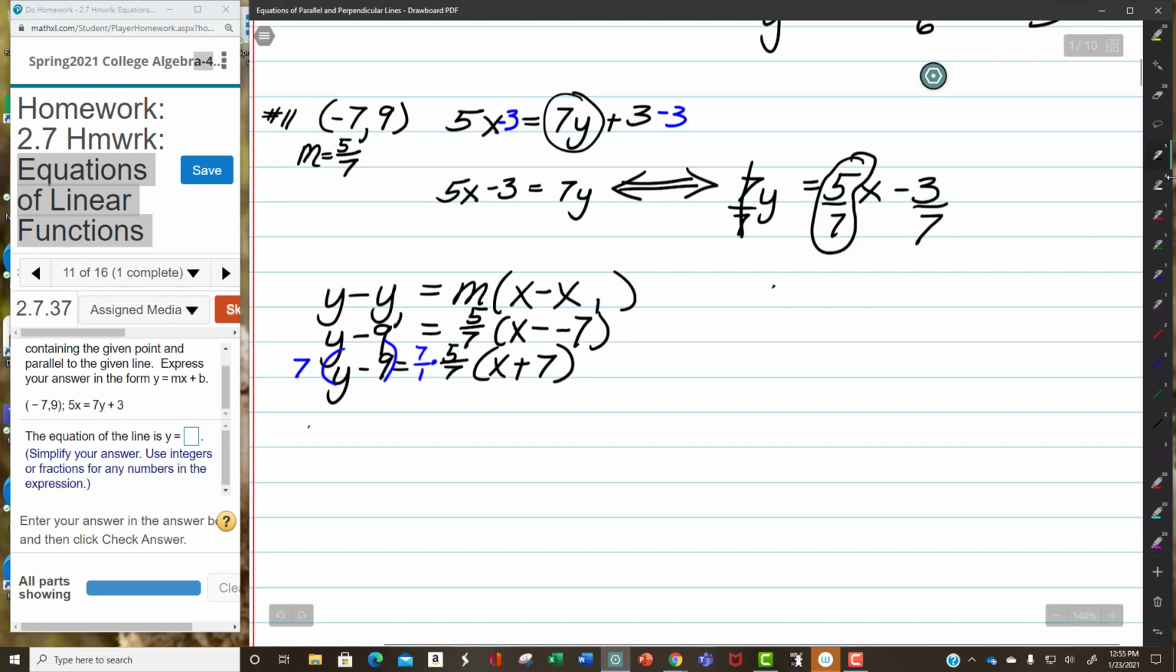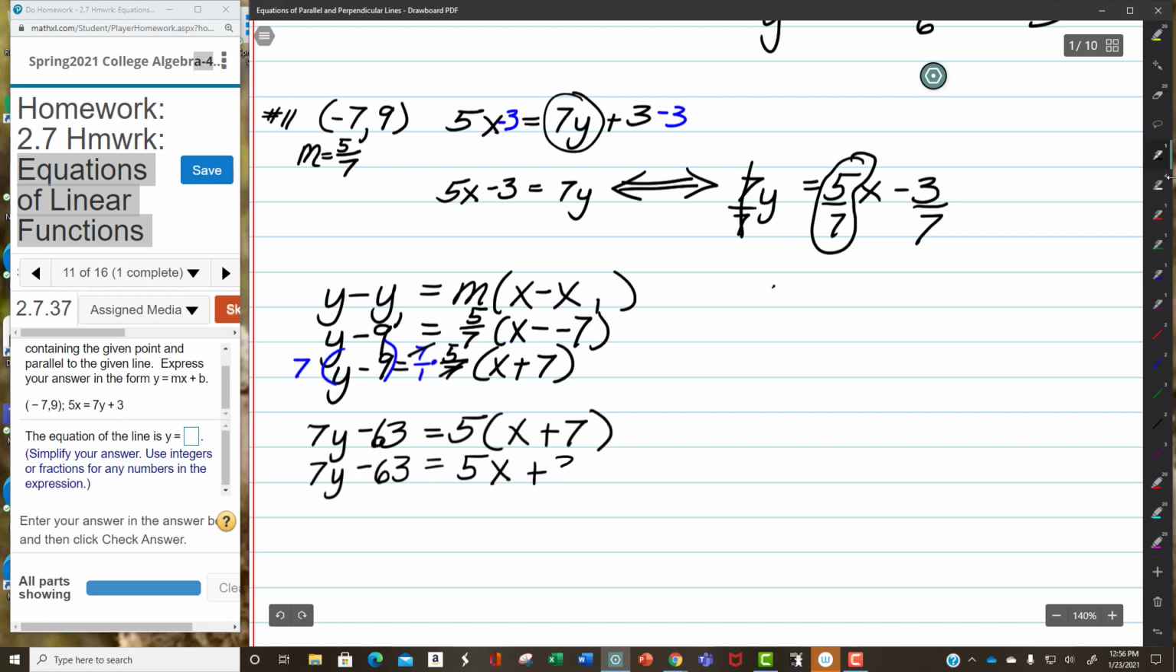On the left, I'll have 7y minus 7 times 9, which is 63, equals, the 7's cancel, leaving me 5/1, which is 5, times x plus 7. So 7y minus 63 equals 5x plus 35.